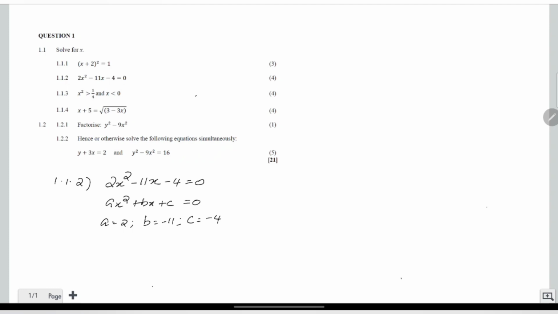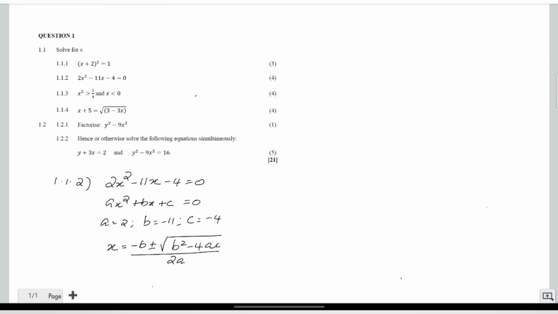Now what we are going to do, we are going to use the quadratic formula. What is the quadratic formula? You need to study this one, memorize this one. x equals minus b plus or minus the square root of b squared minus 4ac, all divided by 2a. Now replace a, b, c with those numbers and you will get the answer.